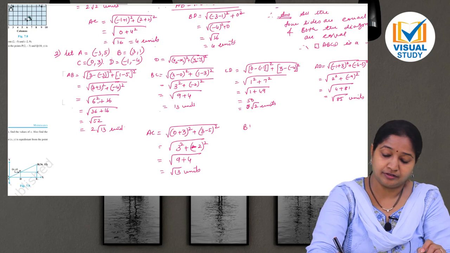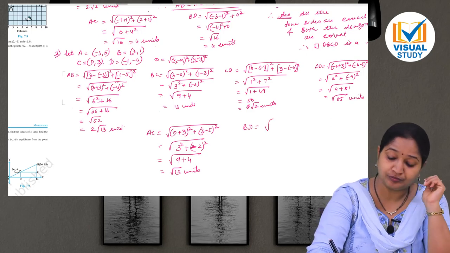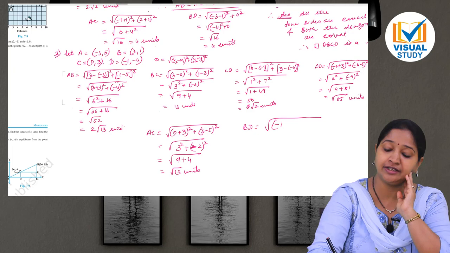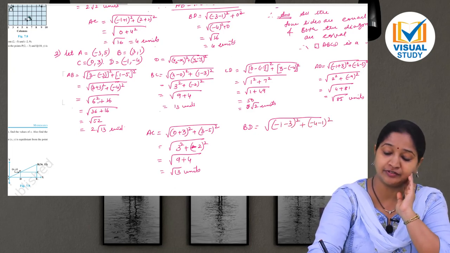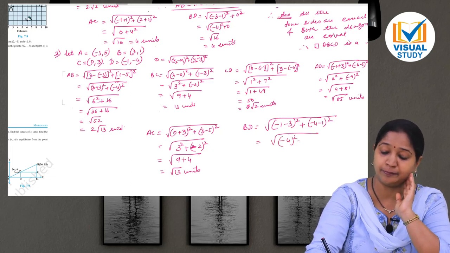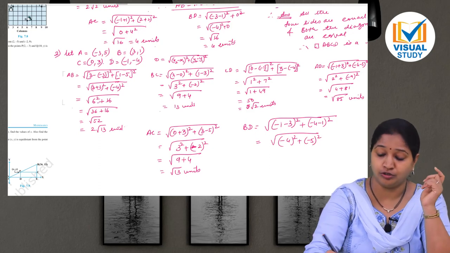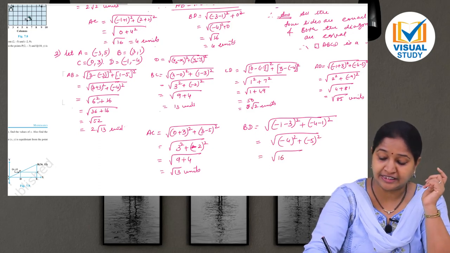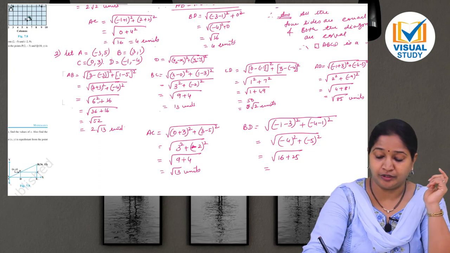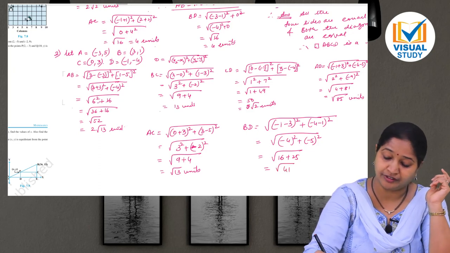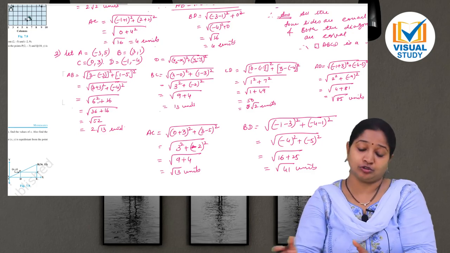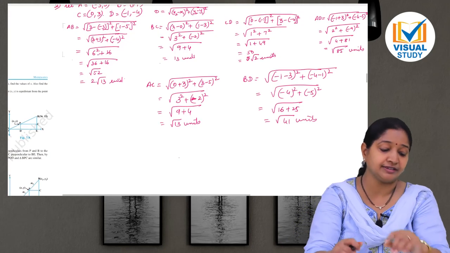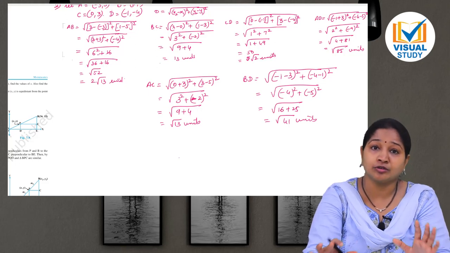What is BD? BD is equal to minus 1 minus 3 whole square plus minus 4 minus 1 whole square. And what you get is minus 4 whole square plus minus 5 whole square, and that is 16 plus 25. You get 16 plus 25 is 41 units. Here, diagonals are also not equal and all the sides are also not equal. That means they don't form a quadrilateral.